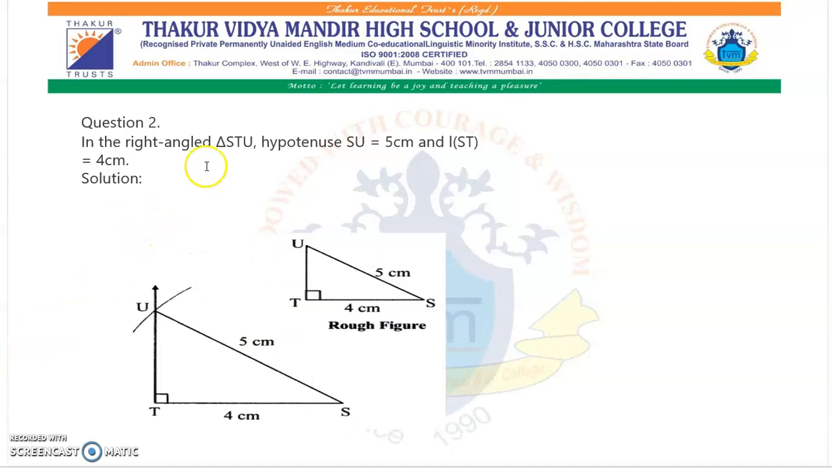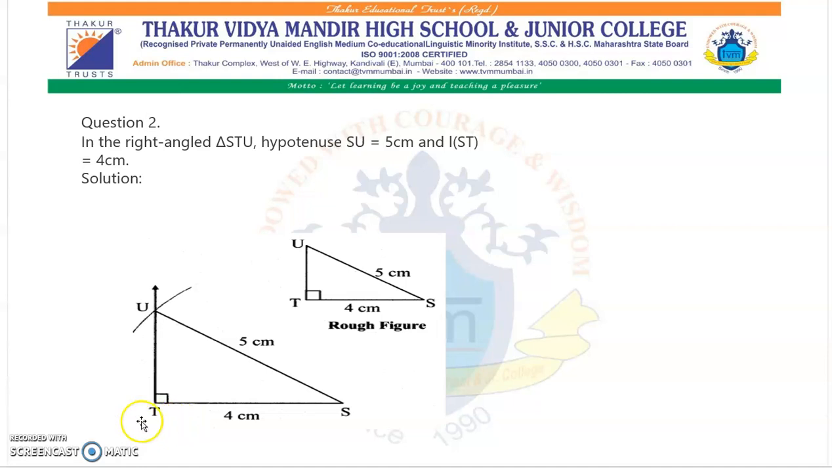In question 2, in right angle triangle STU, hypotenuse SU is equal to 5 cm, length ST is equal to 4 cm. Hypotenuse means the longest side. You can see in this rough figure, we have taken the base 4 cm, the 90 degree angle is at T, and the longest side is of 5 cm.